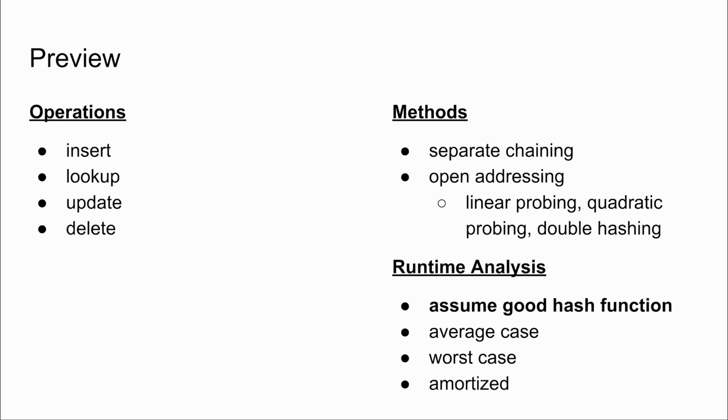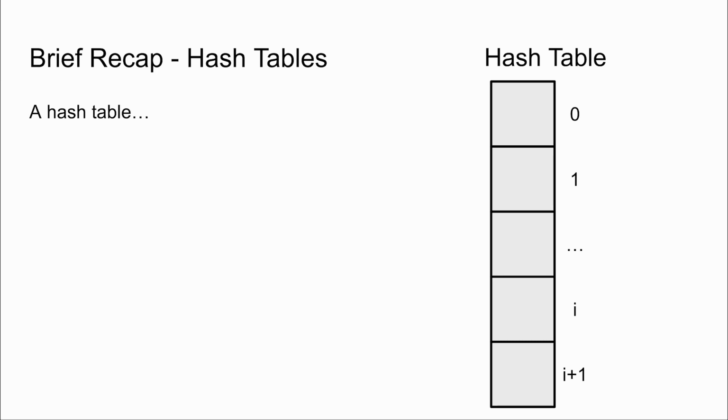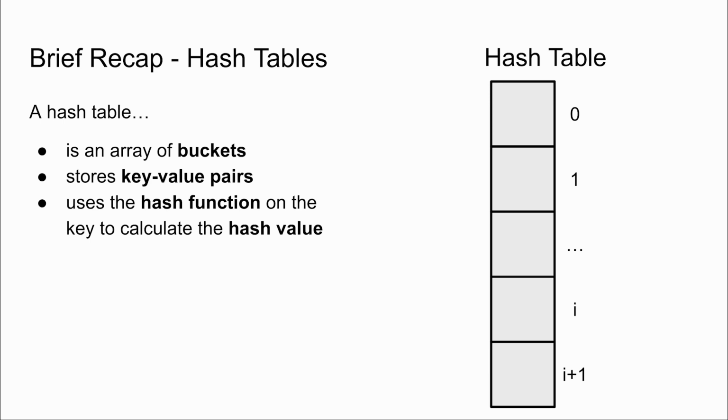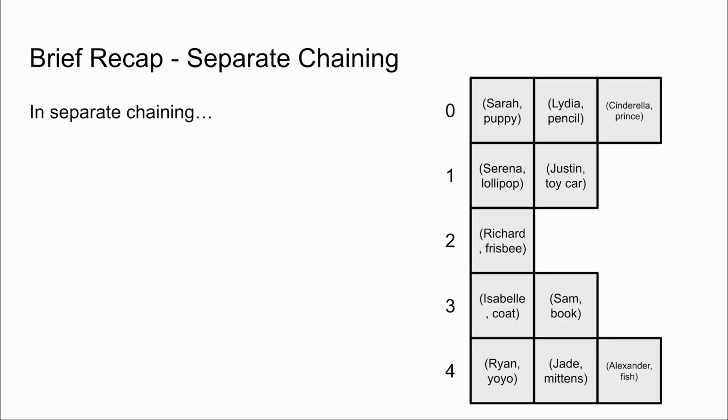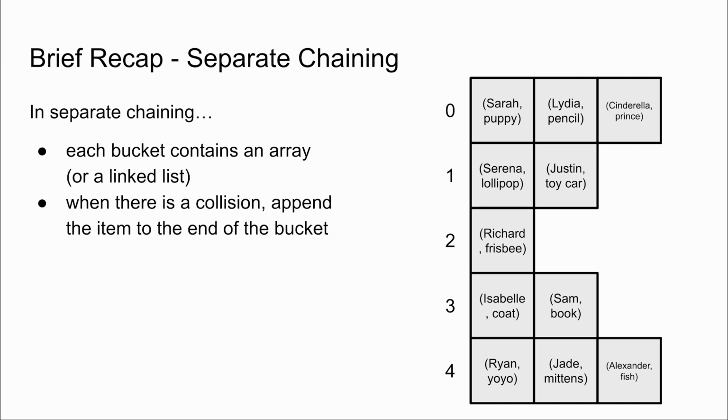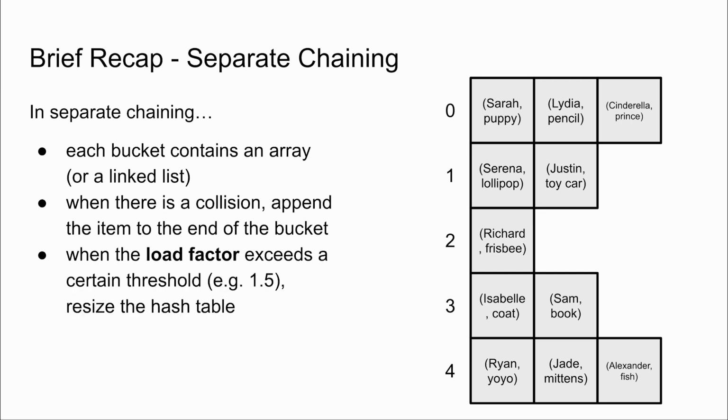Before we dive into runtime analysis, let's do a brief recap of hash tables. A hash table is an array of buckets. It stores key-value pairs and uses the hash function on the key to calculate the hash value. It then uses the hash value to assign the item to a bucket. A hash table can have a collision when two keys hash to the same value. One collision resolution strategy is separate chaining. In separate chaining, each bucket contains an array or linked list. When there's a collision, we address this by appending the item to the end of the bucket. When the load factor exceeds a certain threshold, for example 1.5, we resize the hash table, typically doubling it in size. As a reminder, the load factor is equal to the number of items divided by the number of buckets.